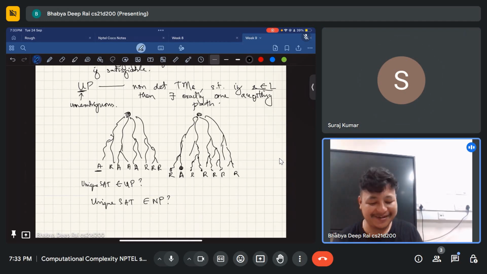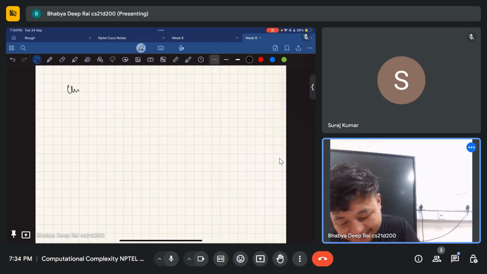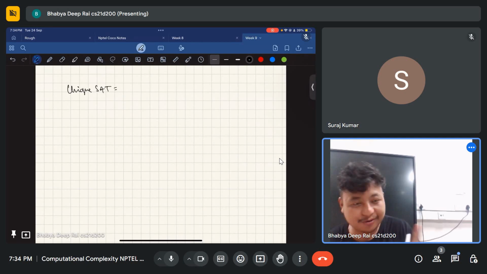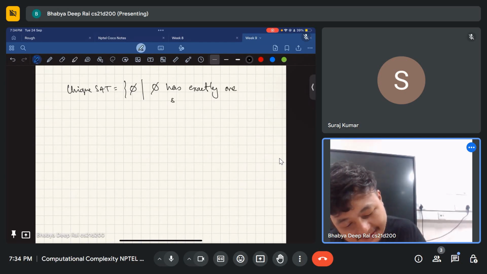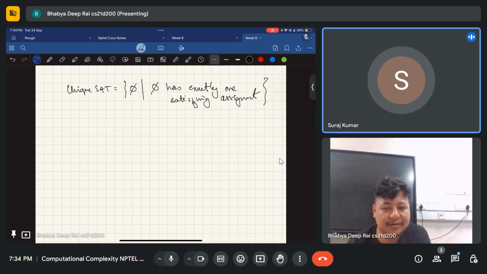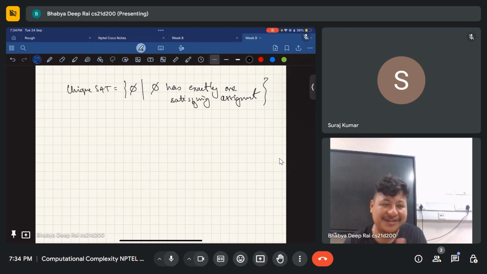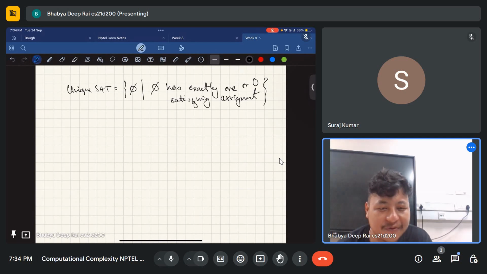Okay, now I get where the confusion is. Unique SAT, according to you, I think this is what you mean, no? Phi such that phi has exactly one satisfying assignment. This is what you're thinking, right, Suraj? Yes, exactly one or zero. Exactly one or zero satisfying assignment. This is what you meant, no, Suraj?